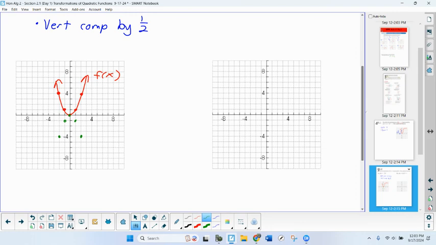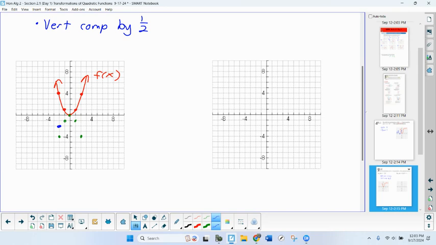When I do a vertical compression by 1/2, am I affecting x or am I affecting y? Y, right? Okay. So you're affecting y. So all you do is take your y coordinate and multiply it by 1/2. So my y coordinate was -4. What do you get when you multiply it by 1/2?